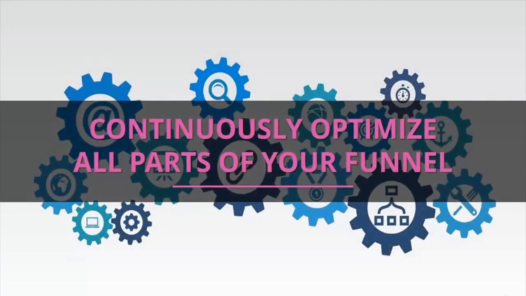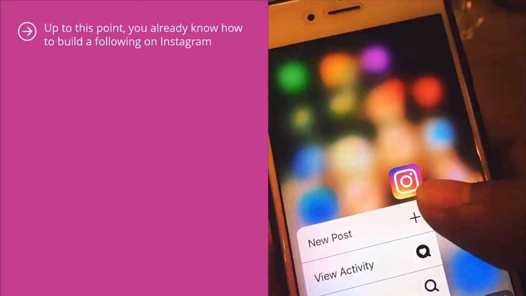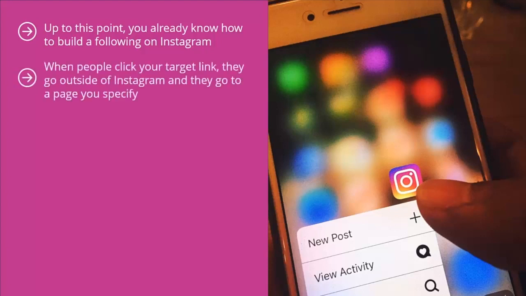Optimize all parts of your funnel. Up to this point, you already know how to build a following on Instagram. You also already know how to create content that would not only build up your following, but can also draw attention to your profile page. Your profile page, of course, is where your target link is. When people click your target link, they go outside of Instagram and they go to a page you specify. This is the page where the action takes place.